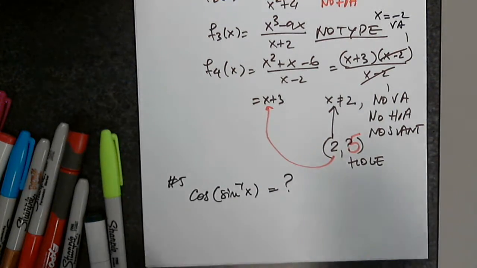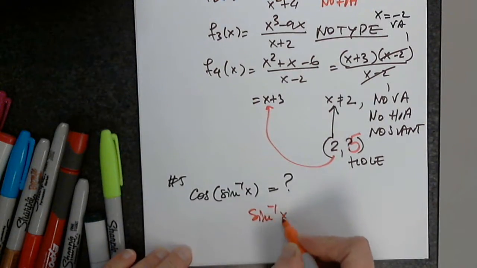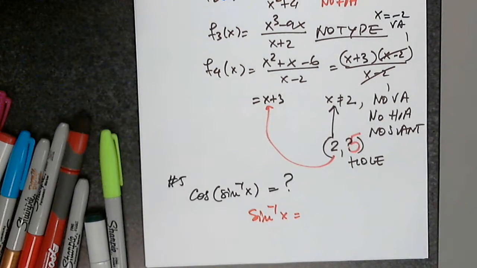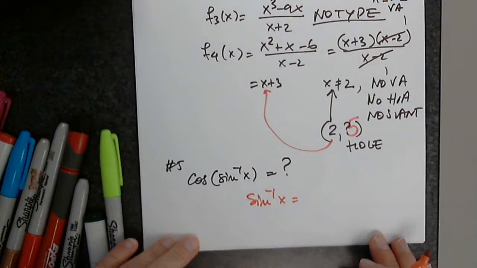Sine inverse of x. Exactly. So sine, of course, I always start from the inside. What is this? Now I have to think. Is it an angle or a number? It's a number. It's an angle. So what is it again?